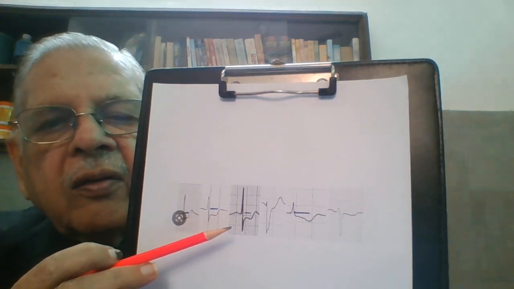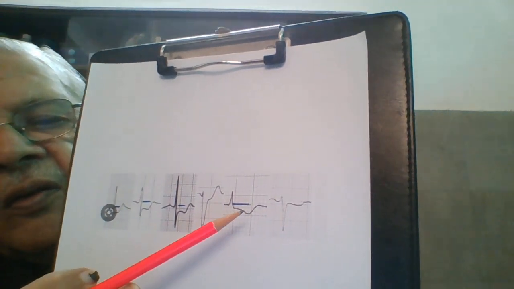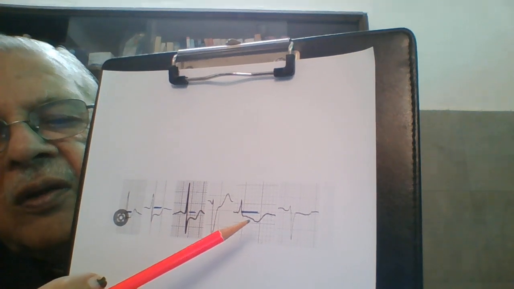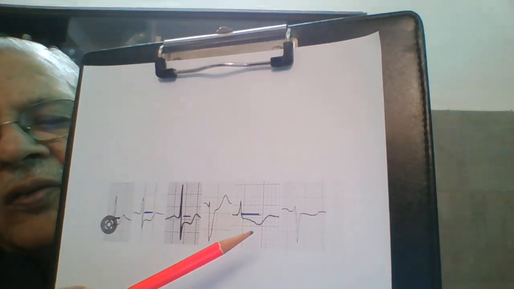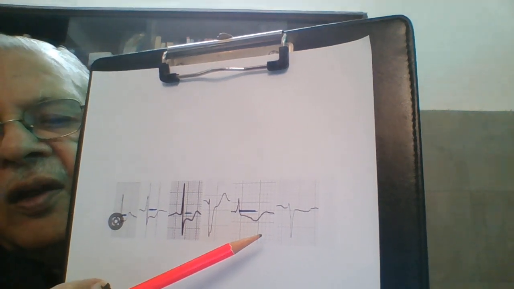Now here in this ECG, what you are finding is that the ST segment is going down. It is called a down sloping ST segment. This is also abnormal. A down sloping ST segment is also abnormal.